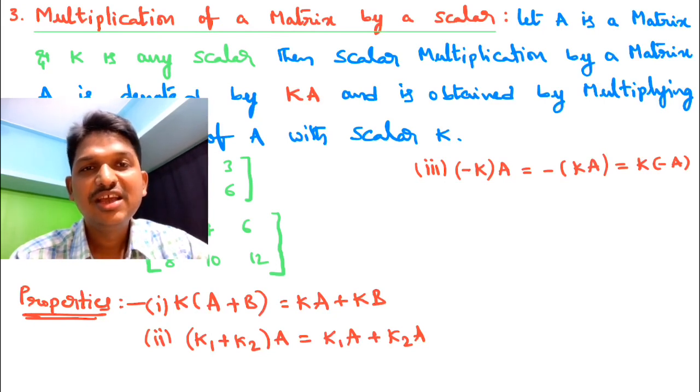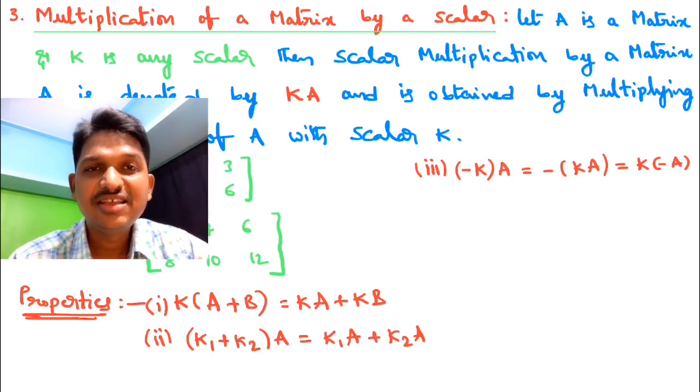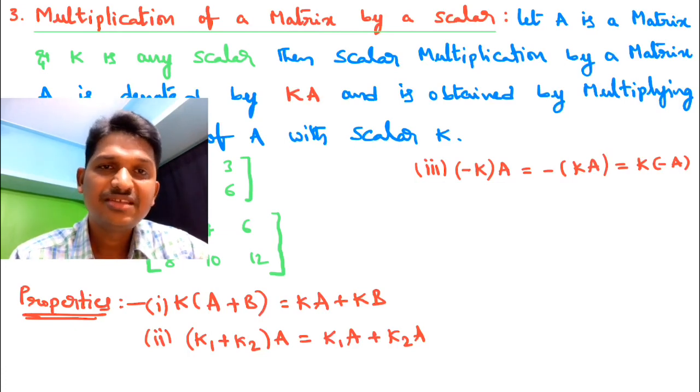Next we learned multiplication of a matrix with a scalar. Scalar multiplication of a matrix. You take A is any matrix, K is any scalar. KA is obtained by multiplying all the elements of A with scalar K. And we learned properties related to addition of matrices and properties related to multiplication of a matrix by a scalar.